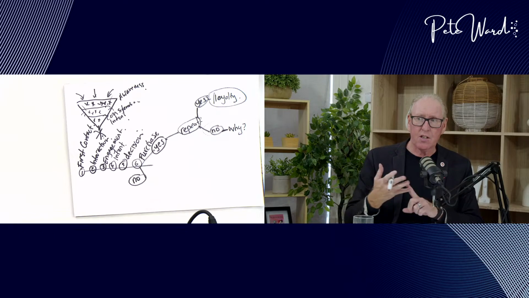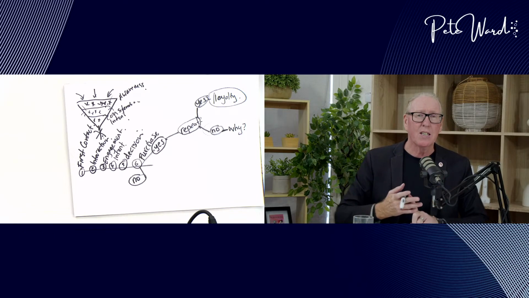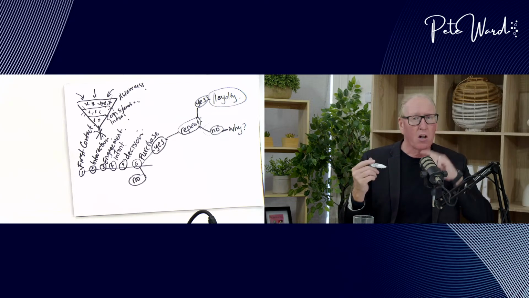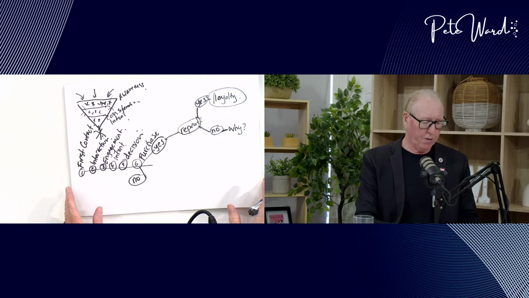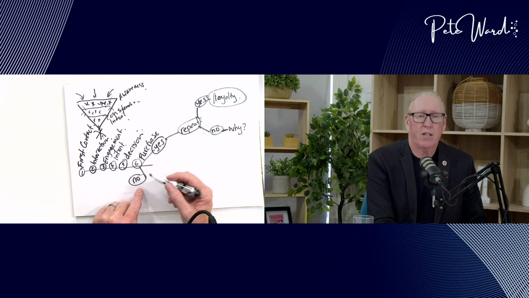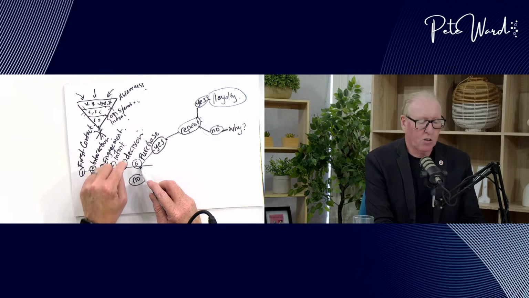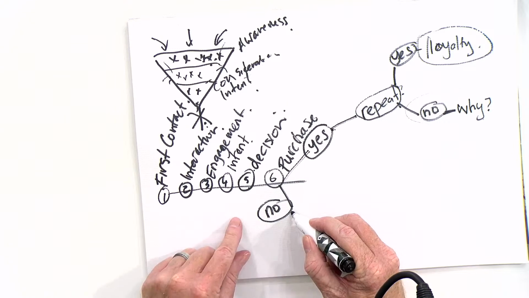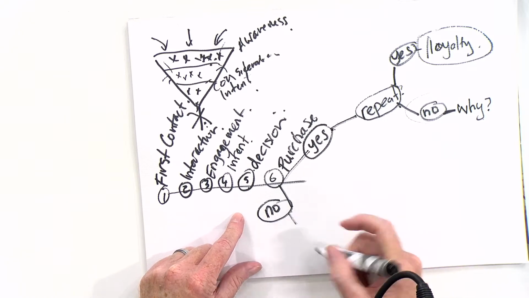Is it that they bought 3 months worth? Is it that the dog didn't like them? Were they too expensive? You can see there's a whole lot of things, and I've got a matrix you can go through to help work all those sort of things out. But what have we got down here at the purchase stage? They got all the way to decision. Purchase equals no.